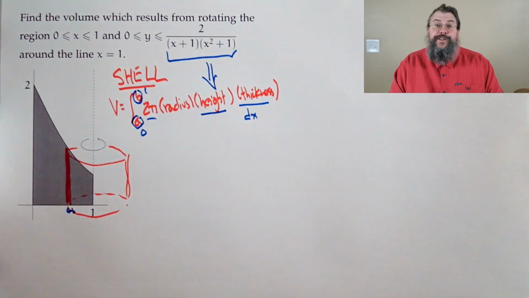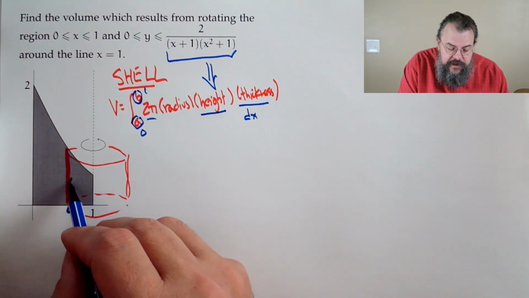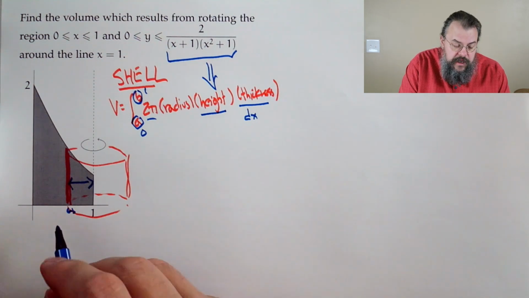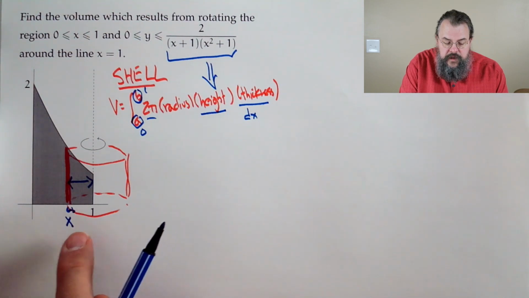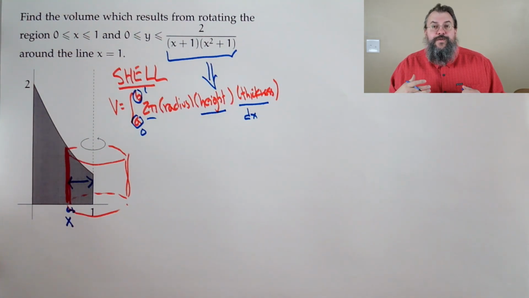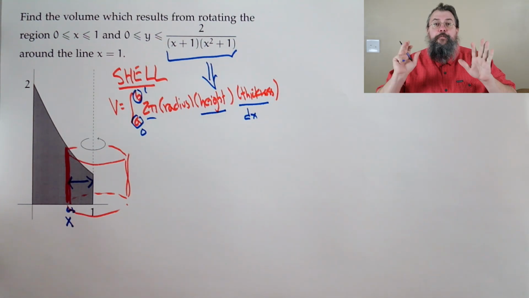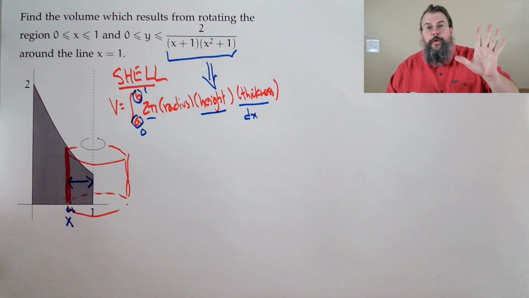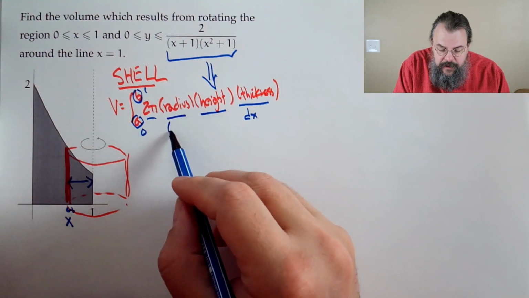Okay, what's the radius? Well, the radius is how far your slice is from where you're rotating around. So if we think of our slice being located at x, it's the difference between x and 1, or between 1 and x. Of course, the question is which one is larger. So the rule of thumb is you take high minus low, right minus left, 1 minus x. So our radius is 1 minus x.